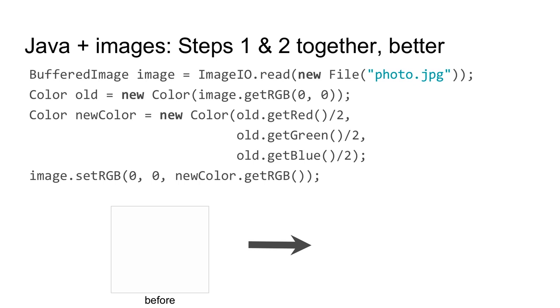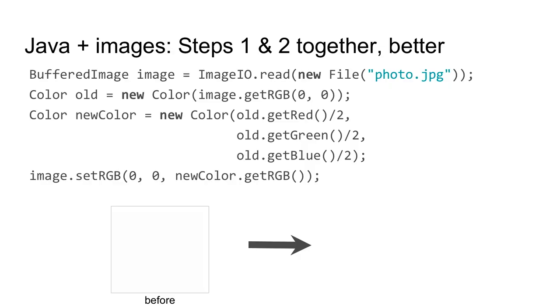Here's a little bit better. I get my pixel. I call that the old color. Oh no! I gave away the answer. That was tragic. Okay, we'll go through anyway. We'll proceed as though I didn't. So I got my old pixel, and then I said create myself a new color. And it's going to be based on the old color, but I'm going to take the red and divide it by 2. I'm going to take the green and divide it by 2. I'm going to take the blue and divide it by 2. And now set the pixel to my new one that I created.